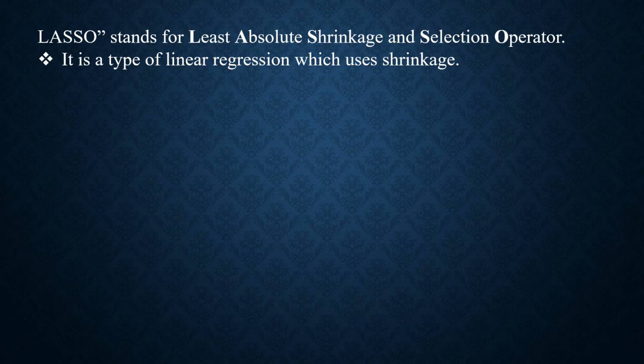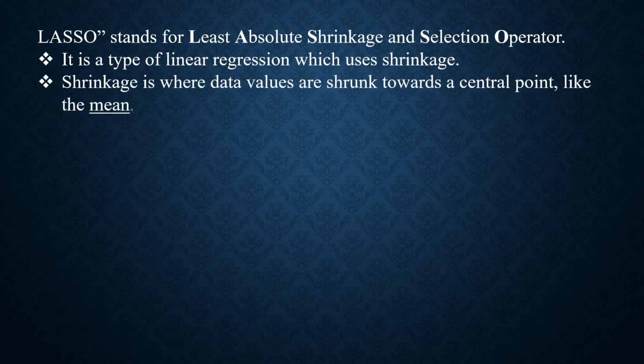Now you would be wondering what exactly is this shrinkage? Shrinkage is where data values are shrunk towards a central point like the mean. So the basic idea is to find the true population parameter. What shrinkage does is it tries to shrink the data so that it is close to the mean value.